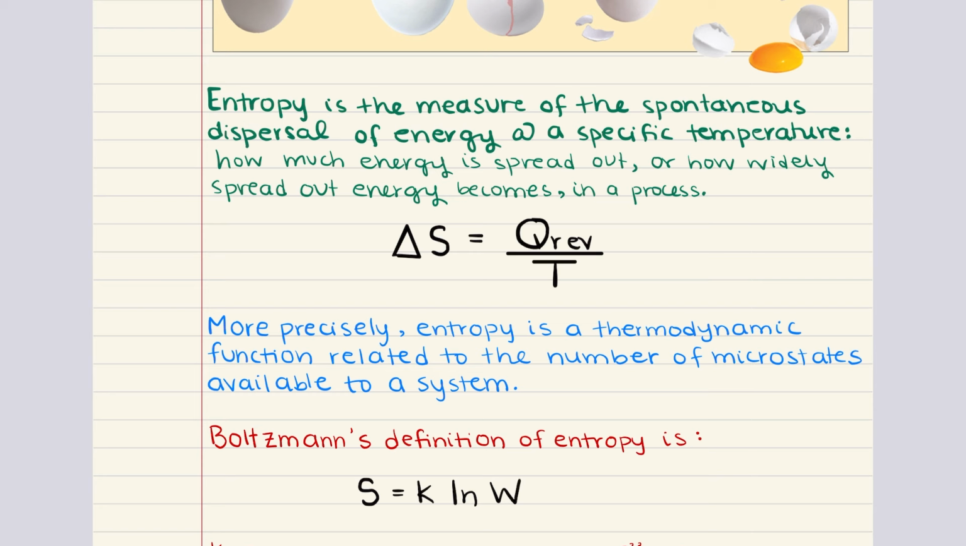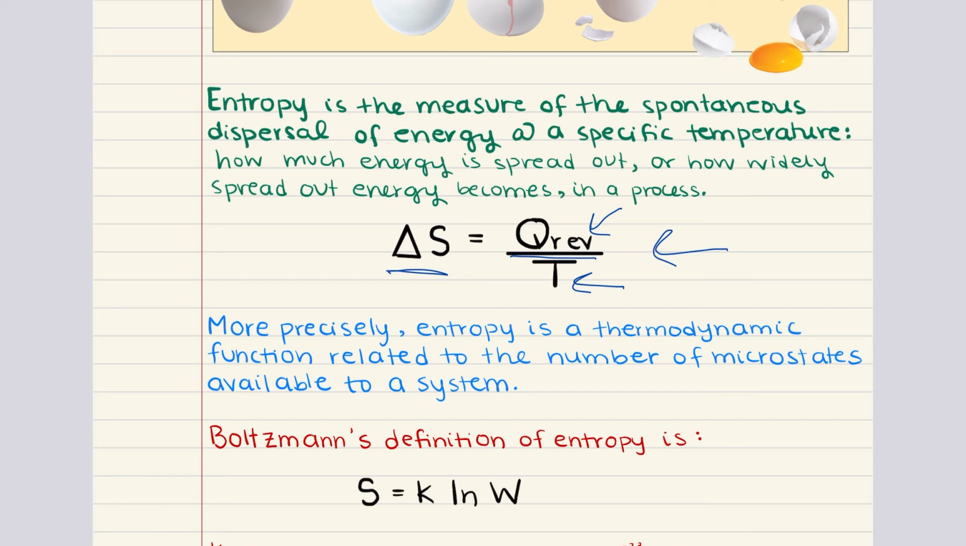Now, in General Chemistry 1, we were introduced to the following equation to calculate change in entropy. In this equation, change in entropy is equal to Q rev, which is the heat absorbed or released by the system during a reversible process, divided by T, where T is temperature.